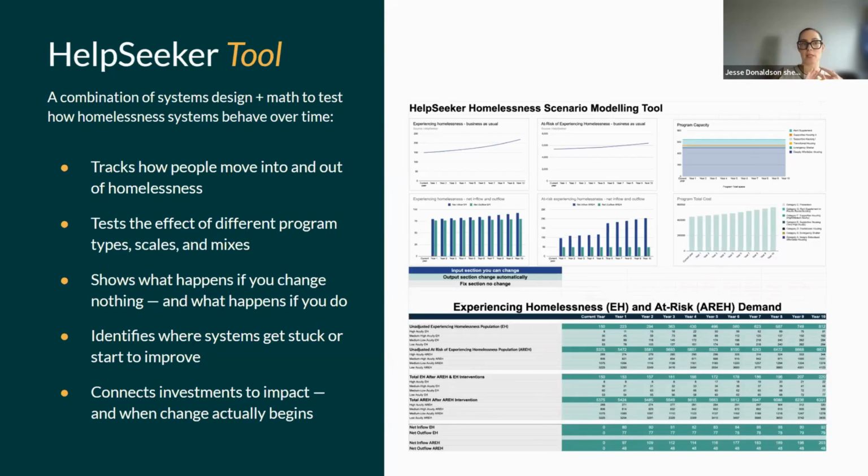It also connects investment to impact and when change actually begins. One of the most important things is the time-to-change aspect. When we bring spaces online within this tool, there's an appropriate and realistic inflow, or impact, into the system. We're not just standing up 40 spaces and expecting that 40 people are housed. So we've tried to accommodate some of that real-world practicality as much as possible.